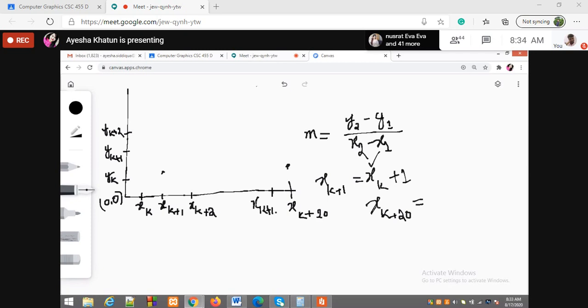If you know the value for the previous unit, then you can simply add 1 because you know that all the units are being incremented by 1. That is how I can write xk plus 19 plus 1. That means we will get the value for xk plus 20. Is it okay?